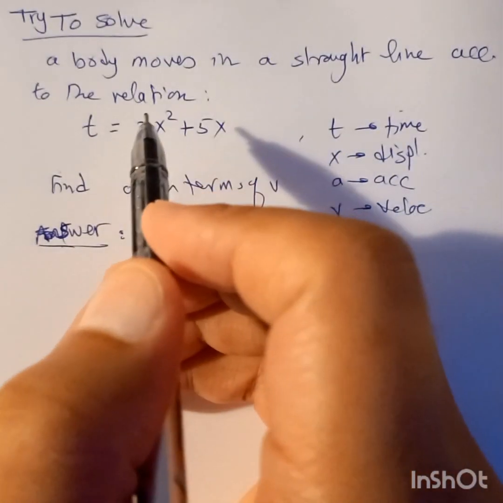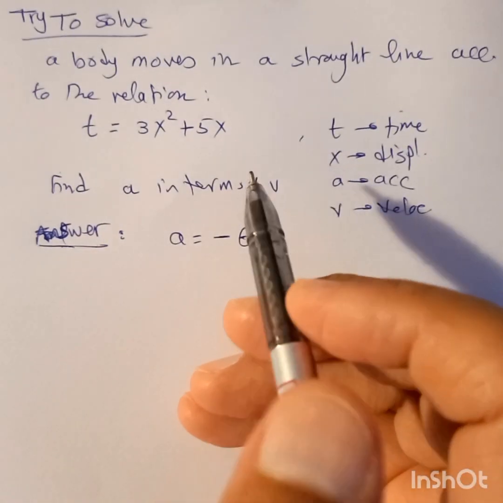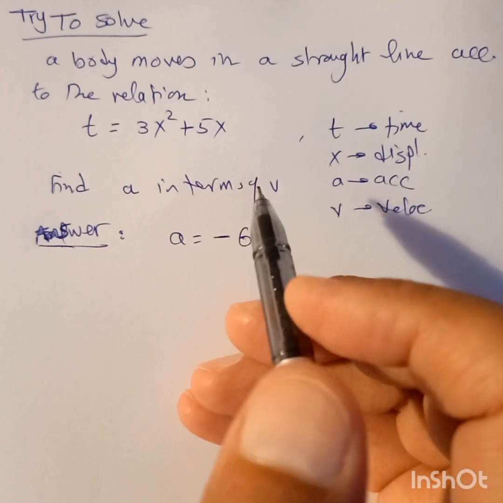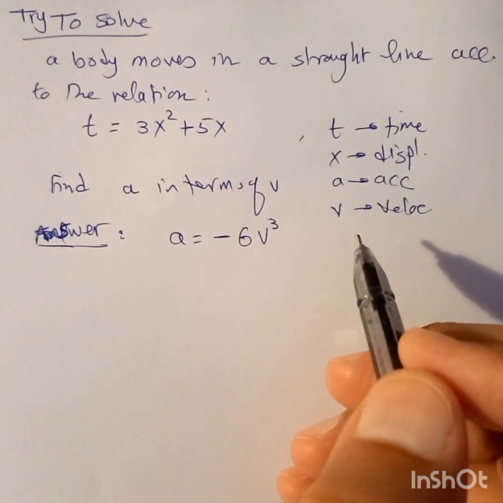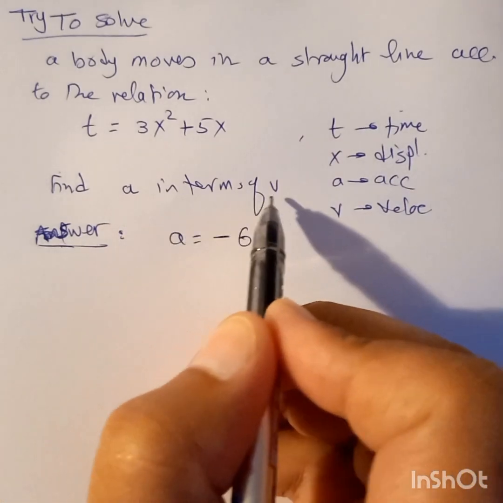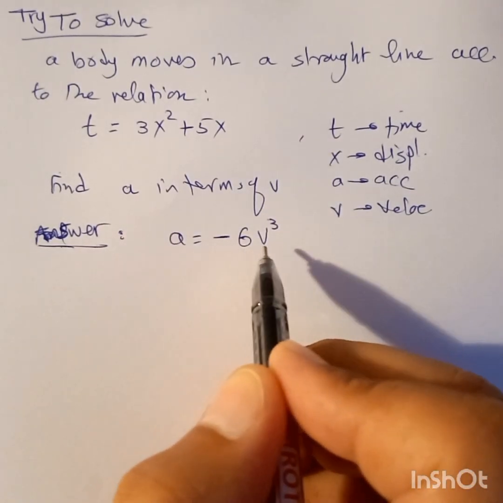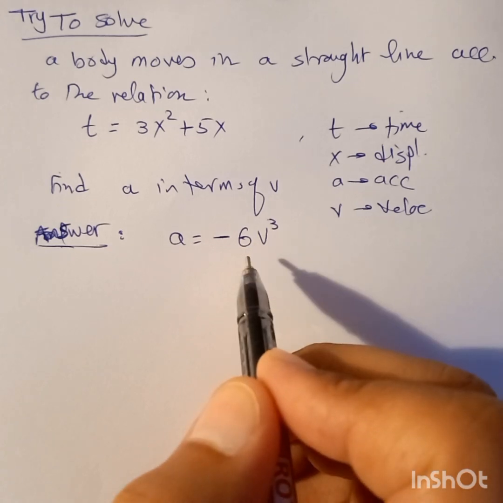Now try to solve. A body moves in a straight line according to the relation t equals 3x squared plus 5x, where t is time, x is displacement, a is acceleration, v is velocity. Find acceleration in terms of velocity. The answer is a equals negative 6 v to the power 3. Okay.